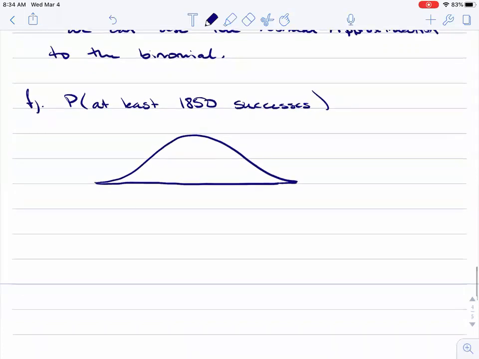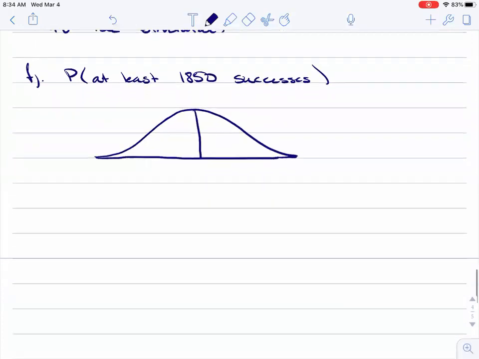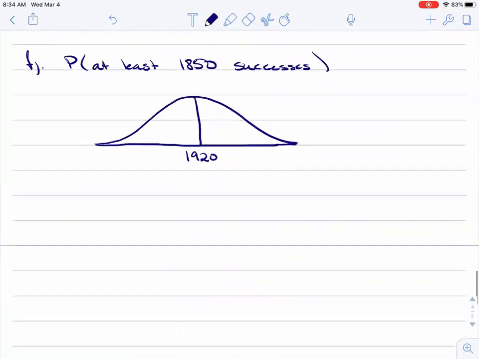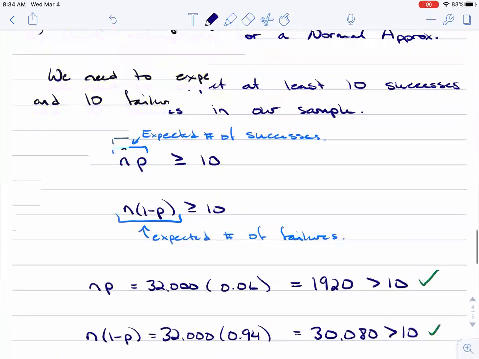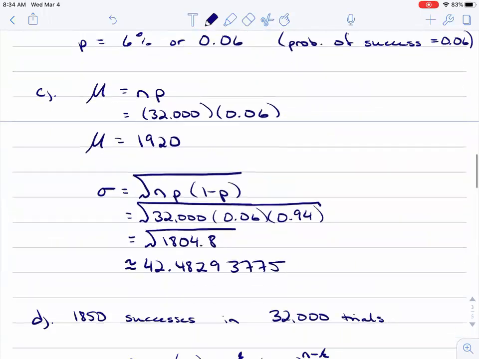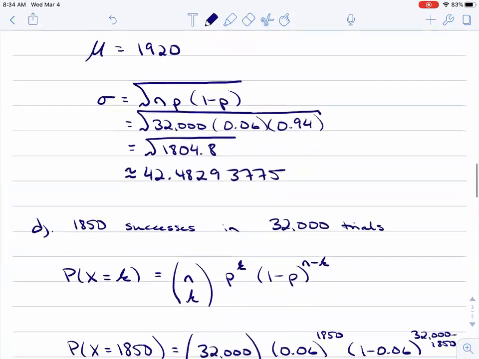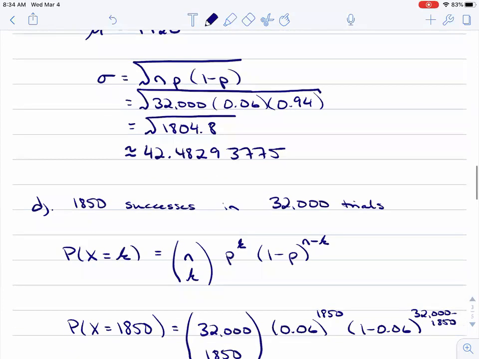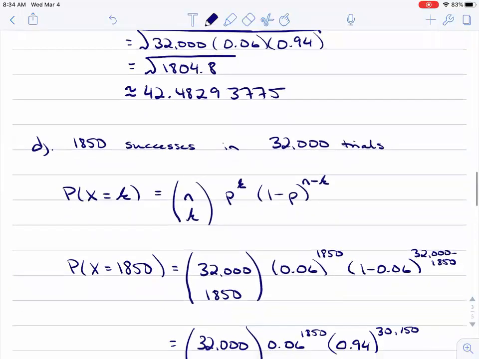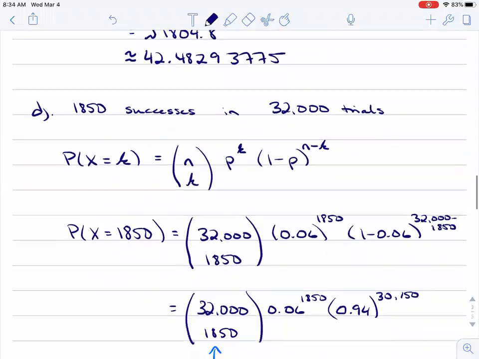So we established that we're allowed to use the normal distribution. Great. So we've got our normal curve centered at the mean that we found, which was 1920, right? And our standard deviation was, let's go back up there, 42.48293775. I would probably tell you how many decimal places to round to. Let's just use one decimal place, right? 42.5.